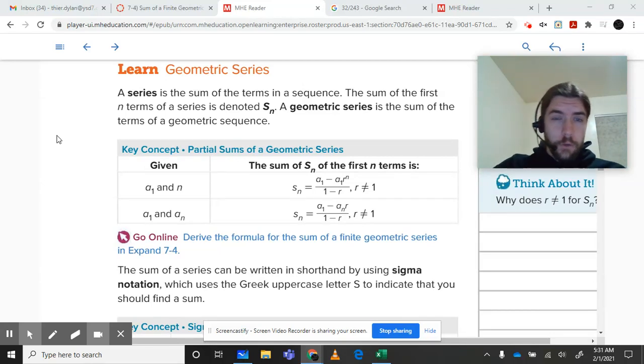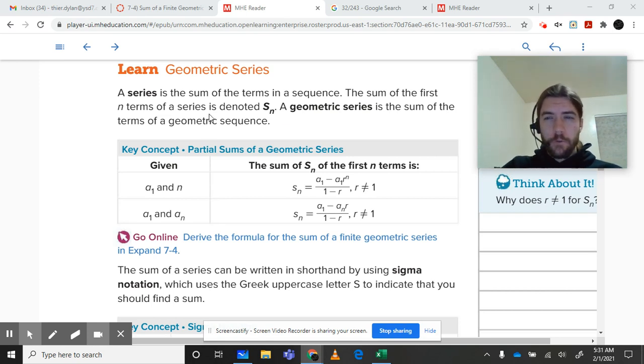Okay, so there's another terminology here called a geometric series. What a series is, is the sum of terms in a sequence. The sum of the first n terms of a series is denoted S sub n. A geometric series is the sum of the terms of that geometric sequence.